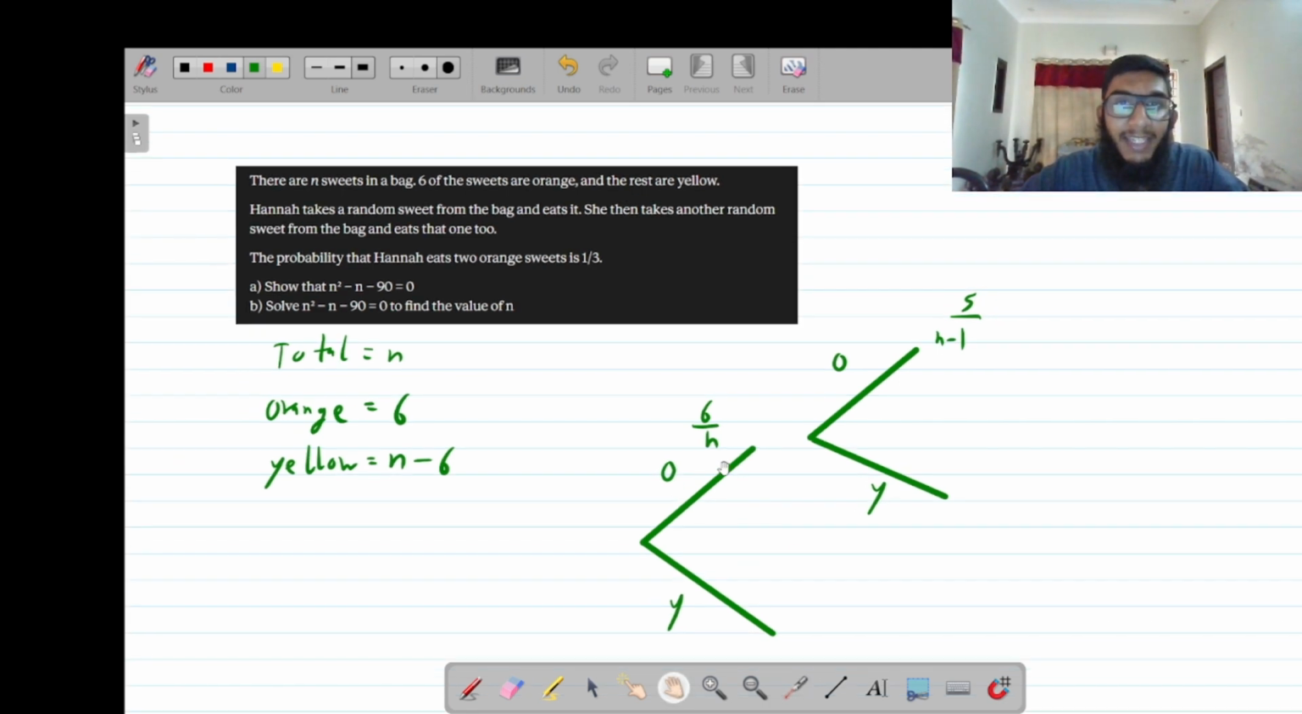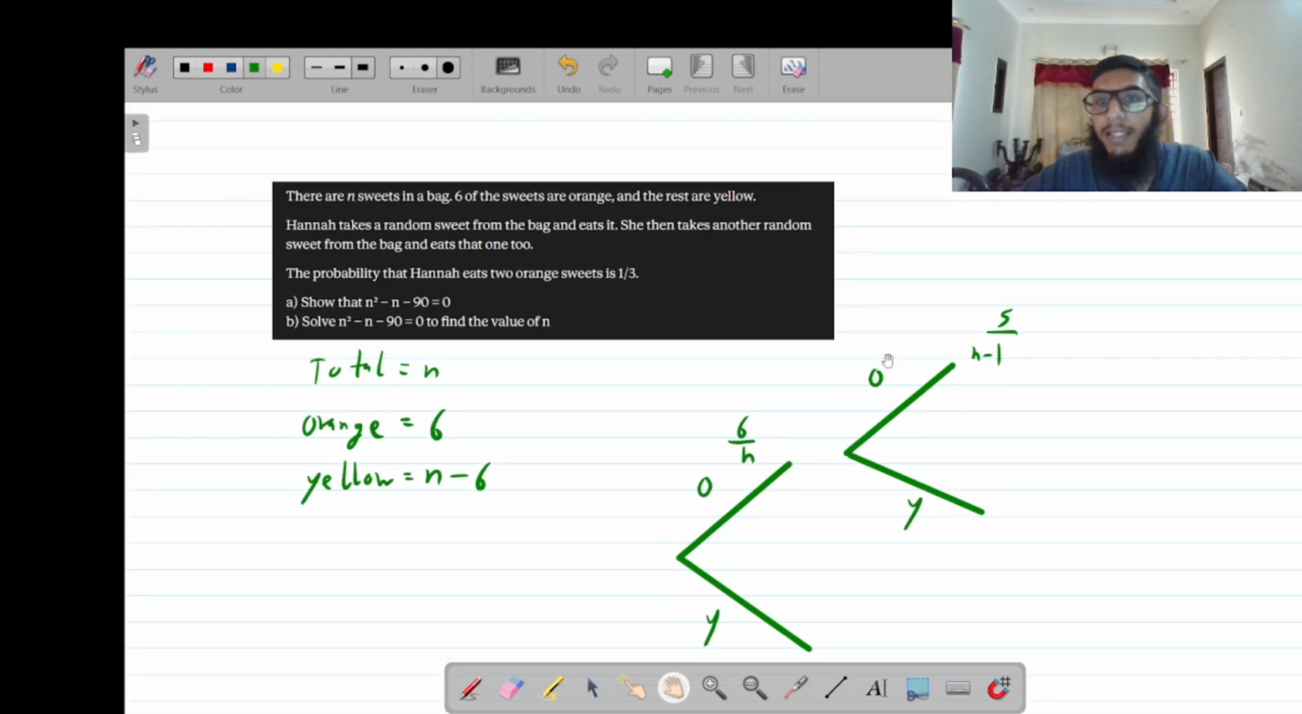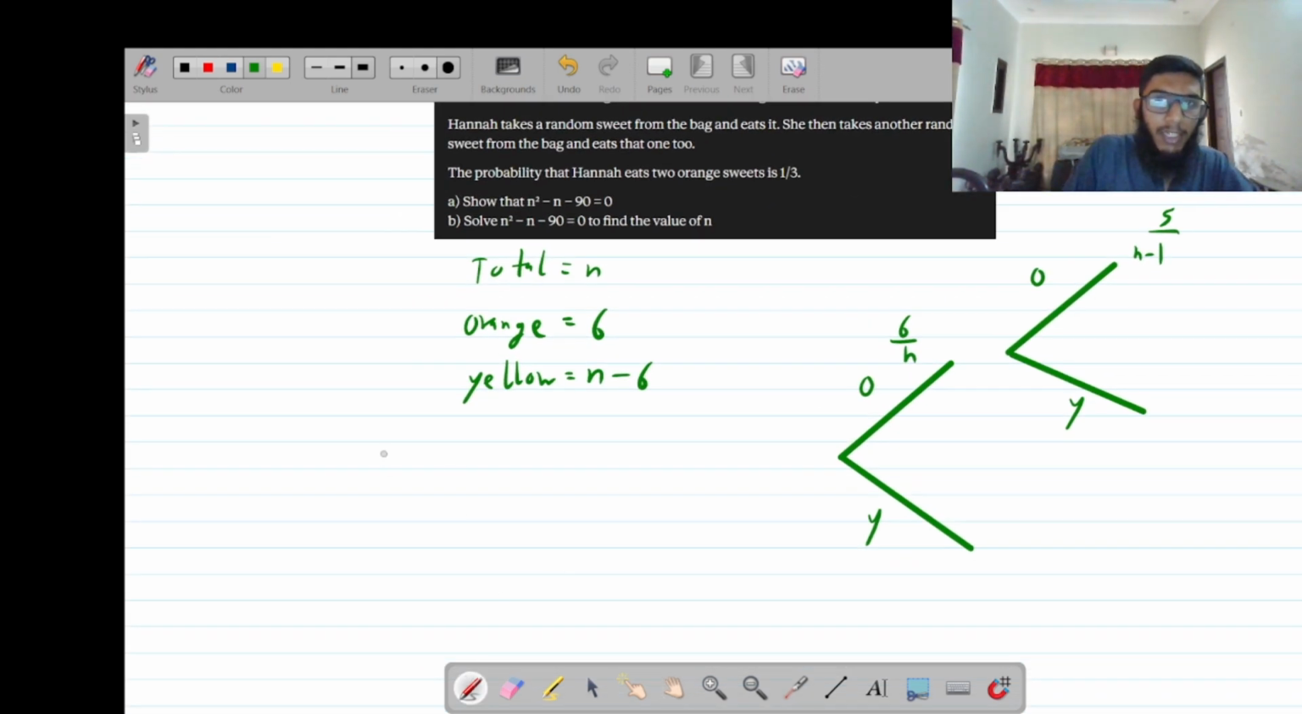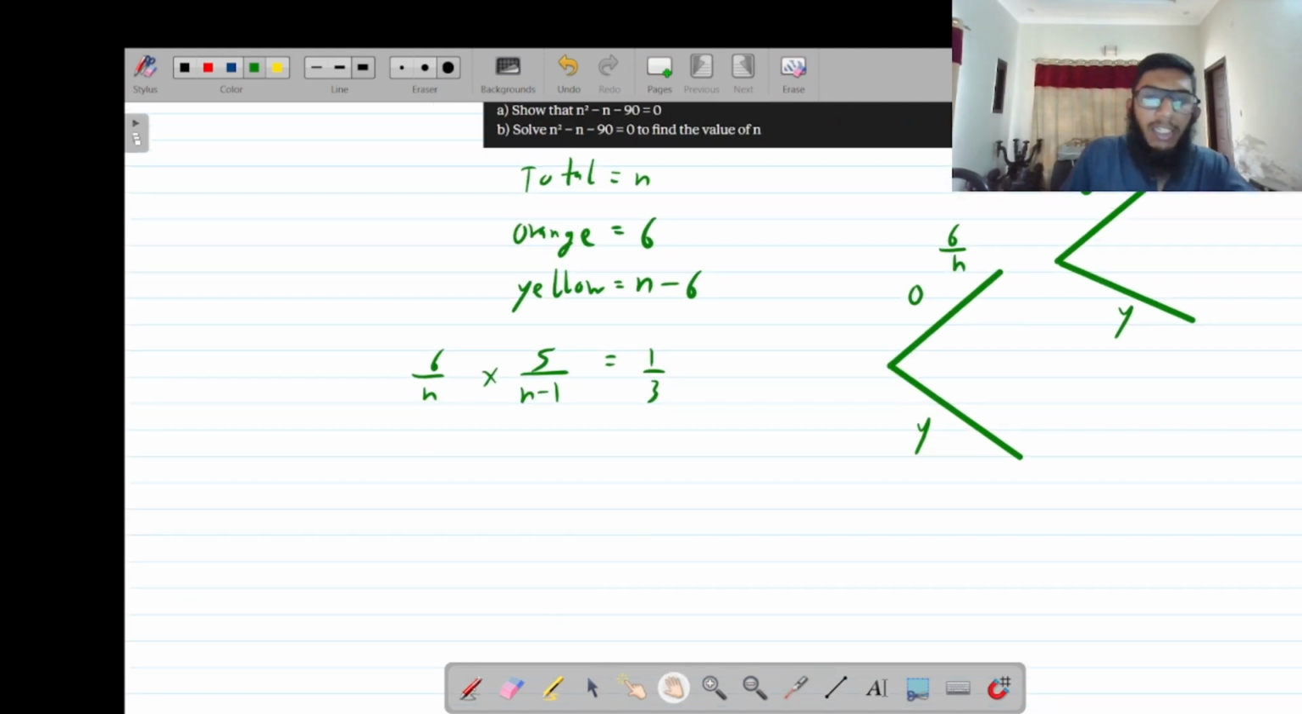Now they said that the probability of orange and orange will be 1 by 3. That means I can multiply these two, right? So 6 by n, as we learned before, that when you have the probability in the same branch like this, you have to multiply them. So 6 by n times 5 divided by n minus 1 is equal to 1 by 3. You got our equation? Let's simplify it.